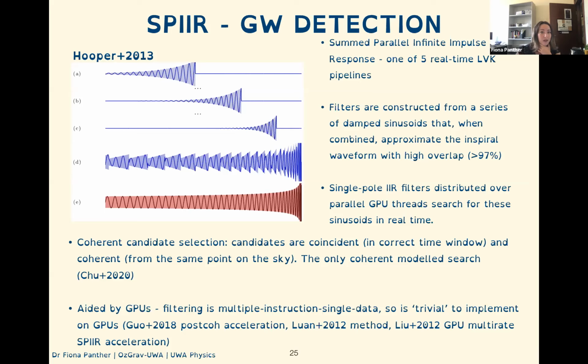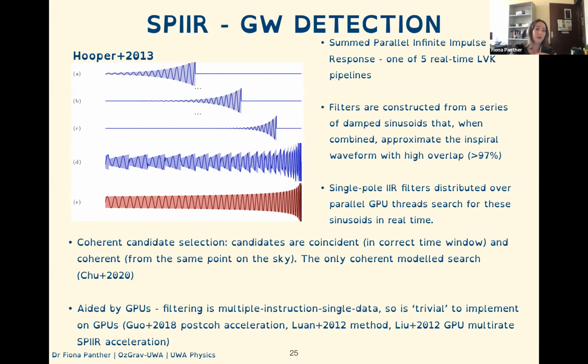SPEAR stands for Summed Parallel Infinite Impulse Response. Don't worry too much about what that means, I'll explain it. We're one of the 5 real-time LVK pipelines. There are 4 matched filtering pipelines, of which we are one, and then 1 burst search.